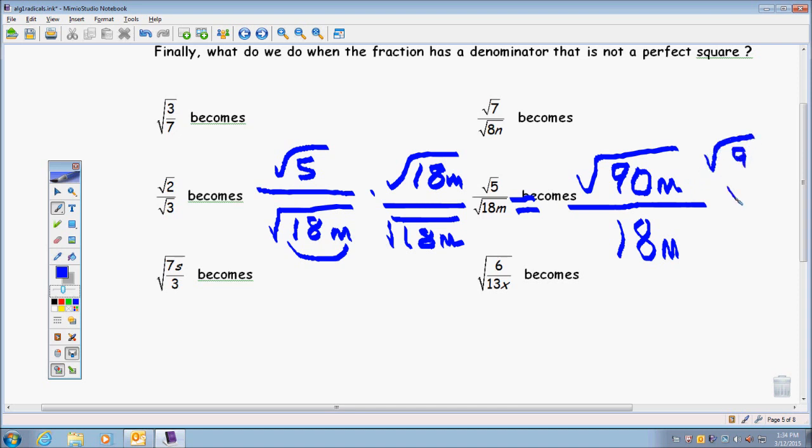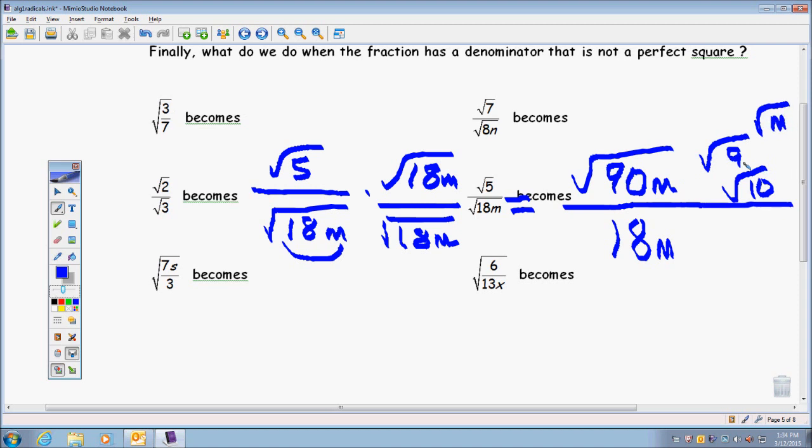Now, I told you guys this is a tricky section of this unit. 9 times 10 is 90, and of course we have an m left over. Okay, so this is going to become, this is all on the top, 3. This becomes a 3. And then we're going to have inside the radical 10m over 18m. And just when you think you're done, you're not.